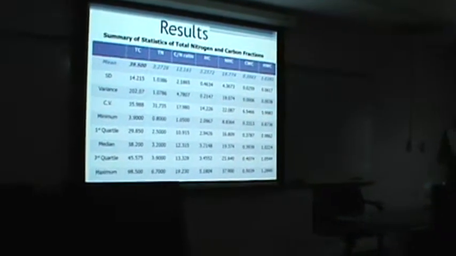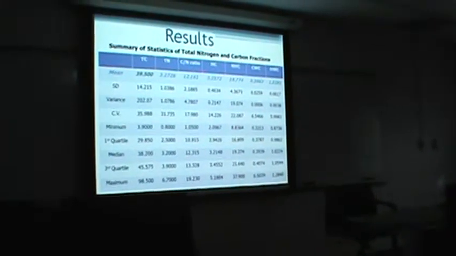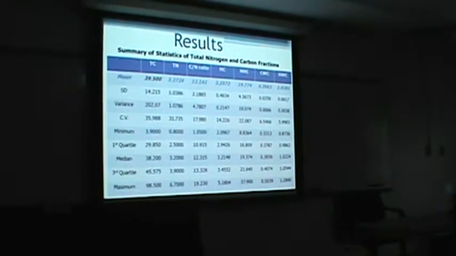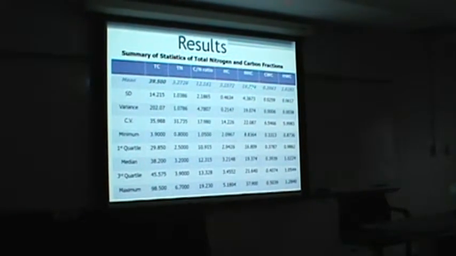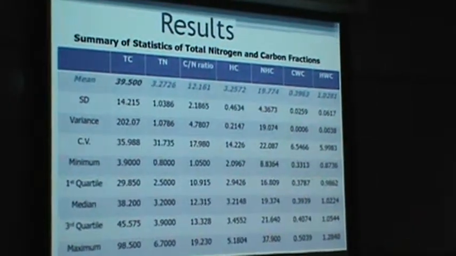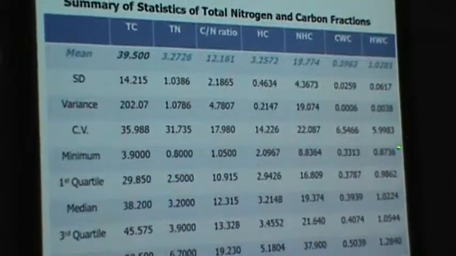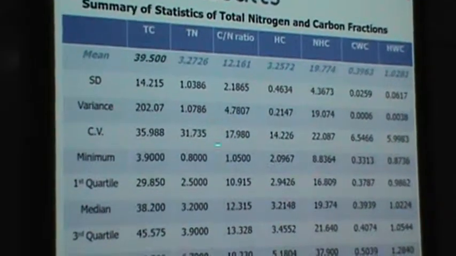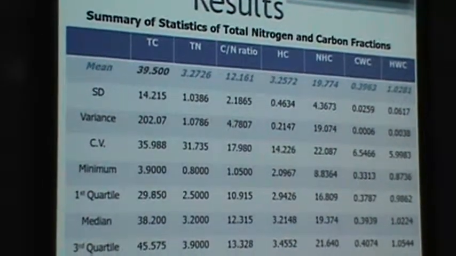This is a summary of statistics of total nitrogen and carbon fractions. We see here at the mean that total carbon had significantly the highest average amongst the other carbon fractions, and also higher than total nitrogen. As you see the coefficient of variation ranged from 5.99 to 35, so it showed tremendous variability for the total carbon and its fractions.